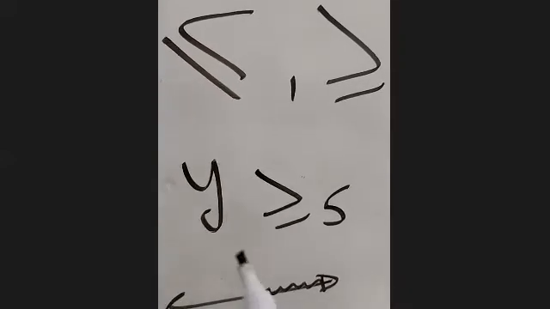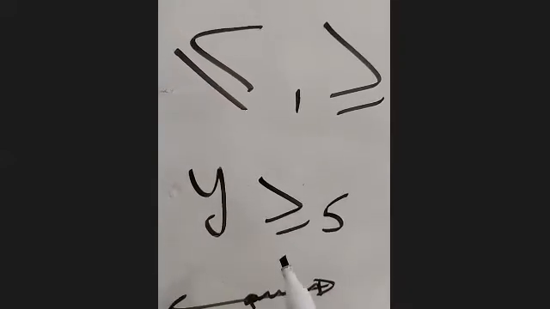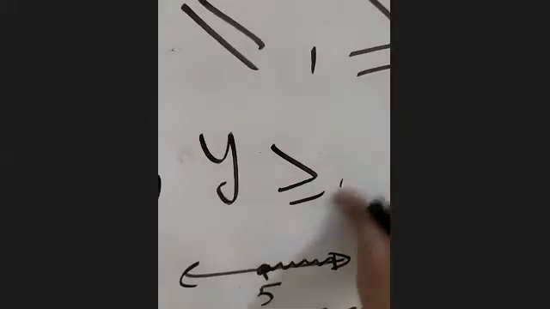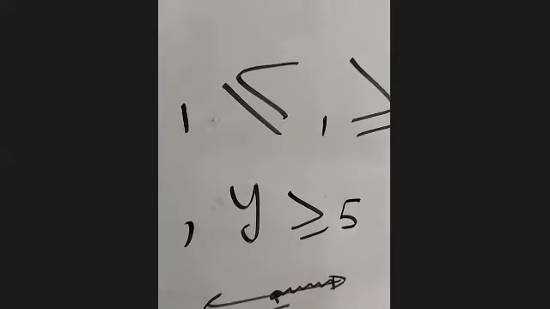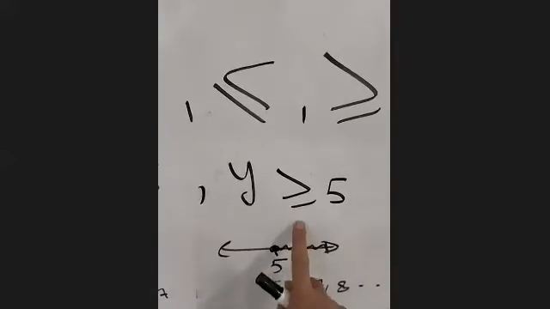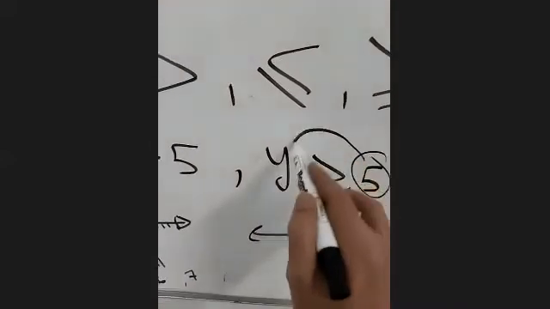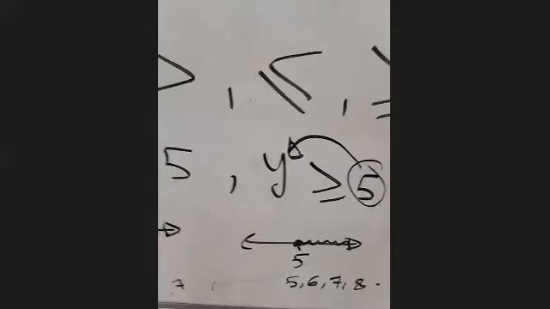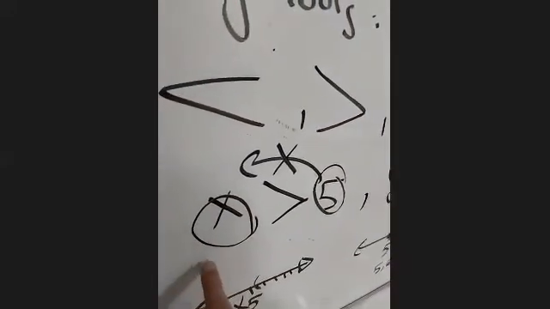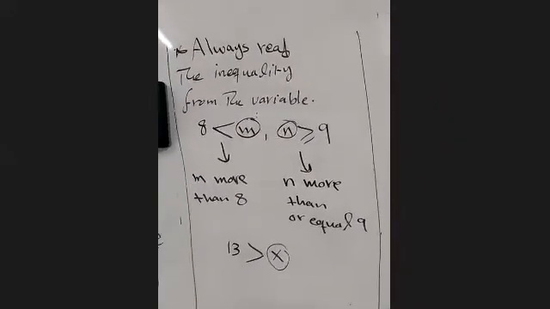Read. y more than or equal 5. Now, y more than or equal 5. Give me possible numbers of y. 5, 6, 7, 8, exactly, 9. You said 5. So when you have an equal sign, this number is a possible value for the variable. But if you don't have an equal sign, this number is not a possible value for the variable. Okay, I understand now. Here, do you understand how we read the inequality? Yeah, yeah. Good.